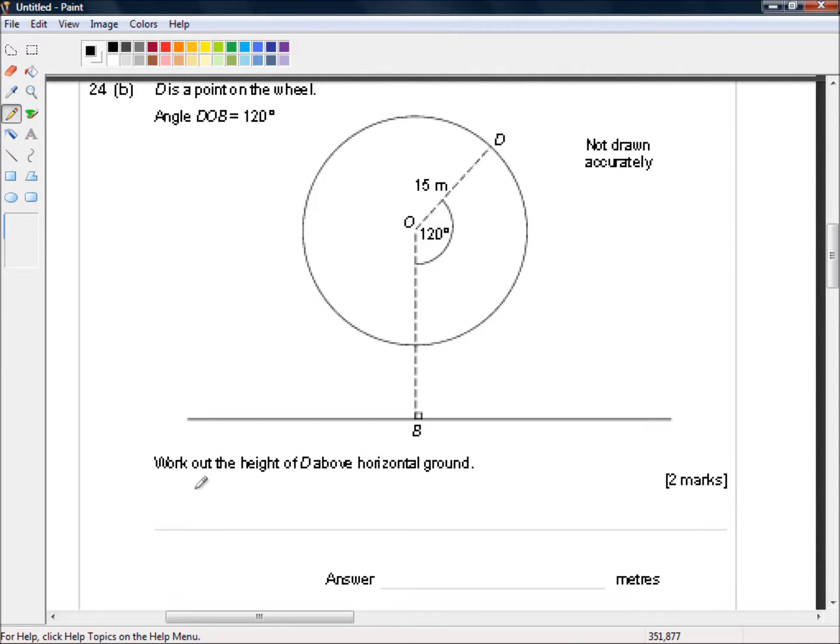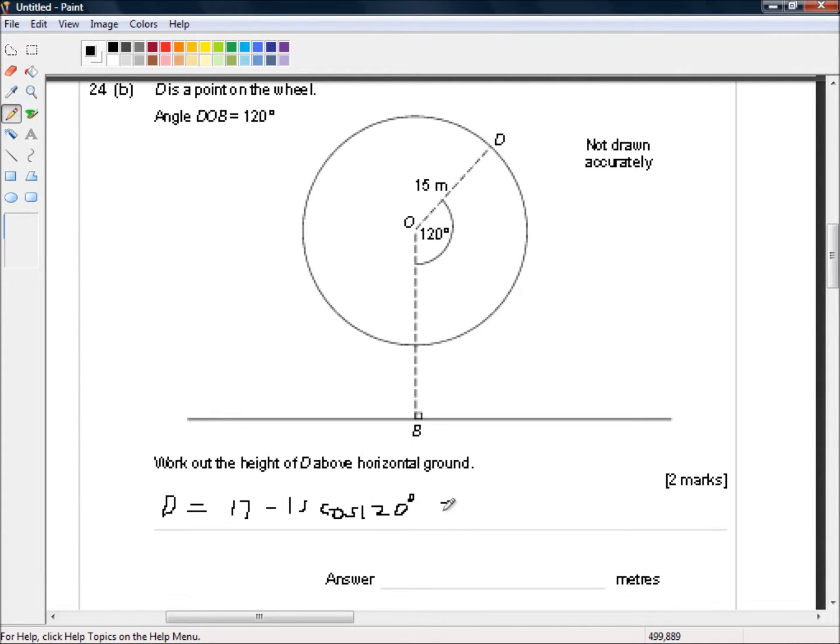So the height of D is equal to 17 minus 15 cos 120 degrees. Now, if you're going to use your scientific calculator, make sure that it's set to degrees. The alternative is to just know that cos 120 degrees is negative a half.